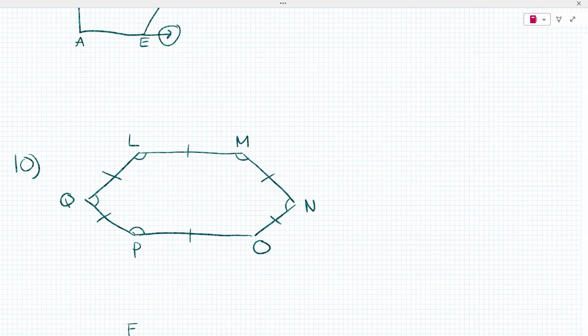There's exactly 1, 2, 3, 4, 5, 6. There are 6 sides. So that means it's going to be a hexagon.